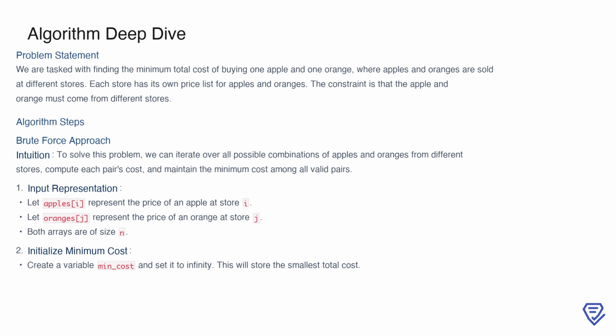In this problem, we need to find the minimum total cost of purchasing one apple and one orange, making sure that they are bought from different stores. Each store has its own price for apples and oranges, which are provided in two separate arrays.